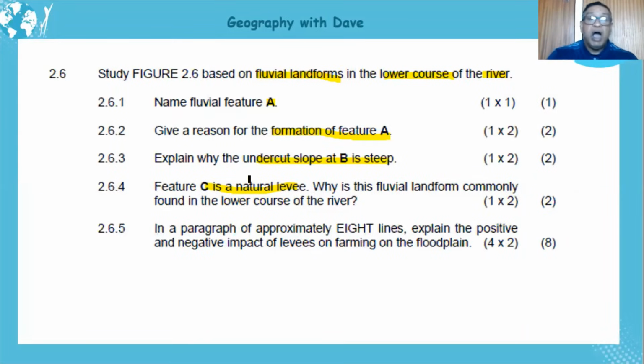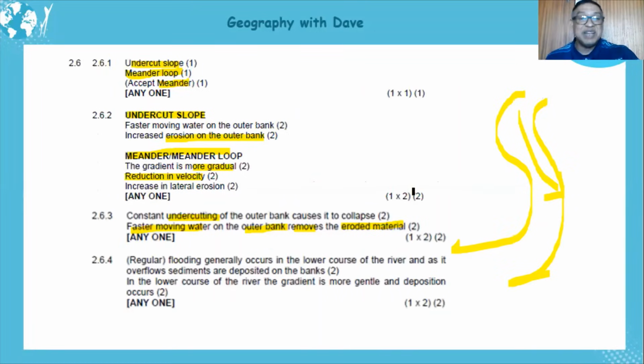Why is this fluvial landform commonly found in the lower course of the river? Can you see it's always about that lower course, gentle, and then flooding, etc. You know already when flood happens, the deposition happens. So it's emphasizing that. Why is it in the lower course? Because flooding generally occurs in the lower course. You know how the levee forms, but now it's bringing it into context with the lower course. So you have to make your answer more related to the lower course.